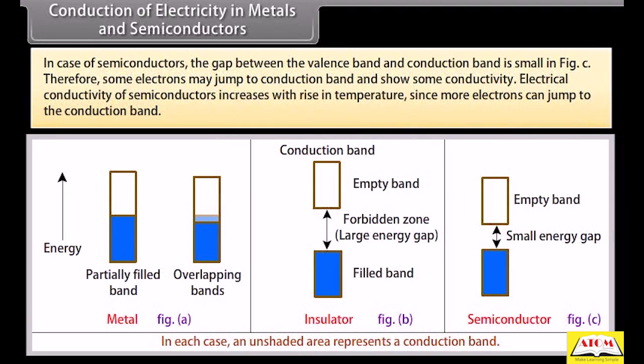In case of semiconductors, the gap between the valence band and conduction band is small, as in figure C, therefore some electrons may jump to the conduction band and show some conductivity. Electrical conductivity of semiconductors increases with rise in temperature since more electrons can jump to the conduction band.